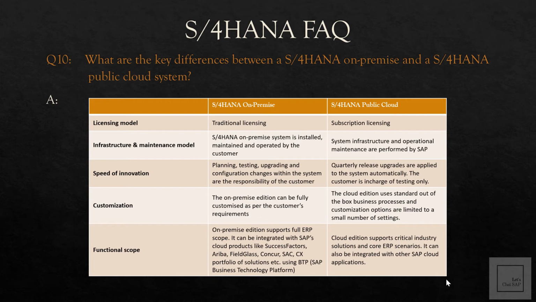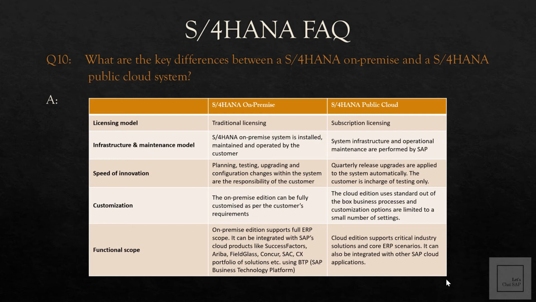The second one is infrastructure and maintenance. S4HANA on-premise systems are installed, maintained, and operated by the customer, whereas in a public cloud model, system infrastructure and operational maintenance are performed by SAP, and the customer is only responsible for the application, configuration, and testing. The third one is speed of innovation, which means basically upgrade. Planning, testing, upgrade, and configuration changes within the system are the responsibility of the customer in an on-premise model. Whereas in the public cloud model, quarterly release upgrades are applied to the system automatically. The customer is in charge of testing only.